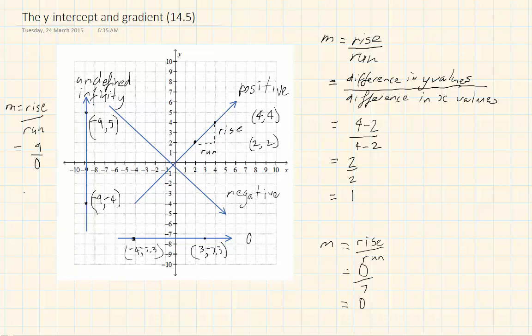According to the rules of mathematics, when you divide any number by 0, the answer is undefined or infinity. So that's why we leave it as undefined or infinity. We don't actually give it a number. We just say it's undefined or infinity. So they're the 4 special types of gradients. Positive, when you're sloping upwards, and negative, sloping downwards. And then you have 0 is the horizontal line, and undefined or infinity is your vertical line.